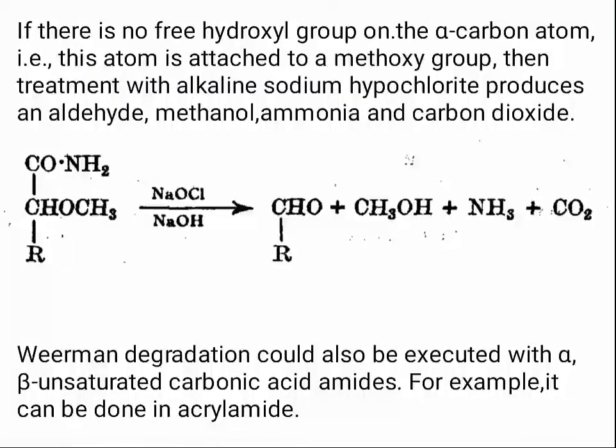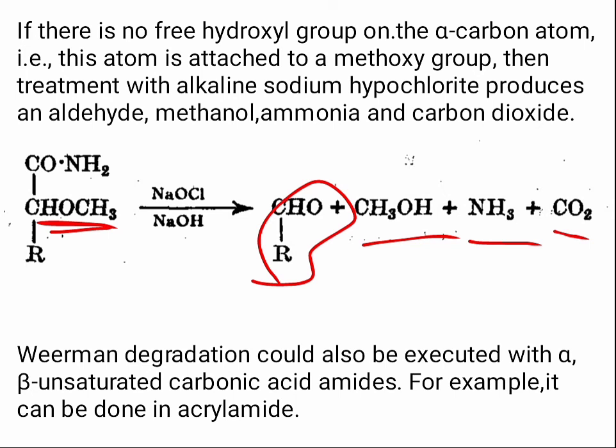If there is no free hydroxyl group on the alpha carbon atom, that is, the atom is attached to a methoxy group, then treatment with alkaline sodium hypochlorite produces an aldehyde, methanol, ammonia and carbon dioxide. That means there is no free hydroxyl group on the alpha carbon atom. This is the alpha carbon and there is no free hydroxyl group. So now if you try to do the Weerman degradation, you will get the aldehyde and this methanol, ammonia and carbon dioxide.